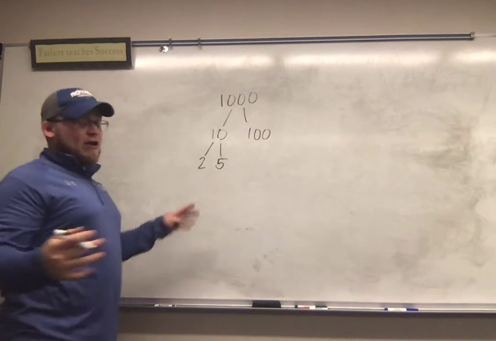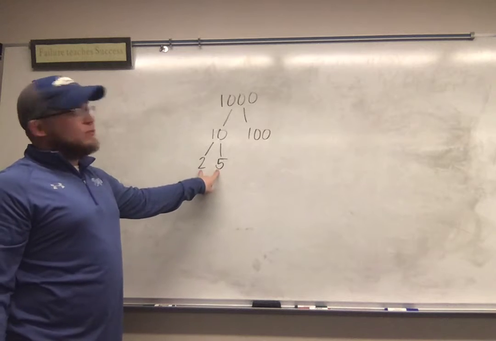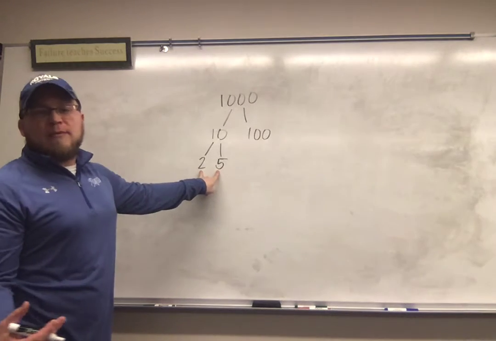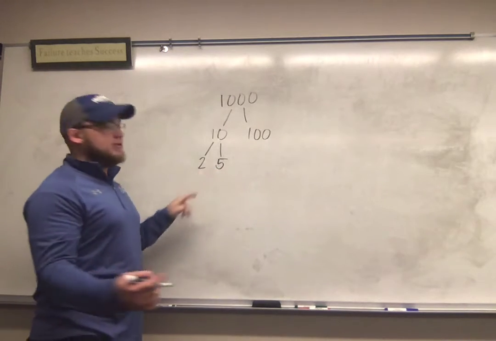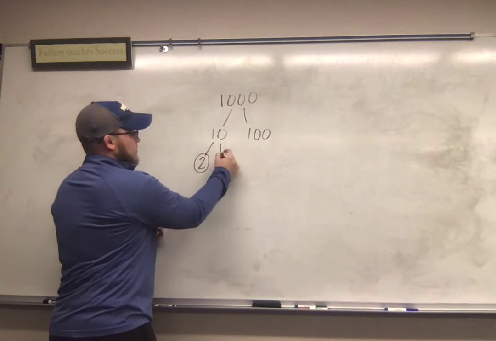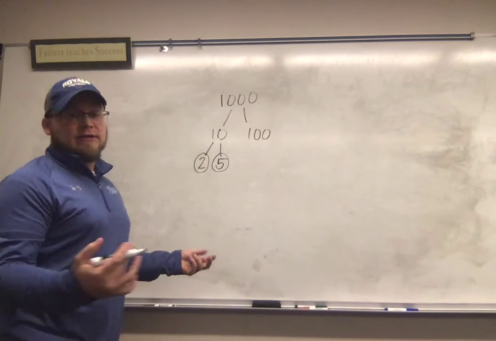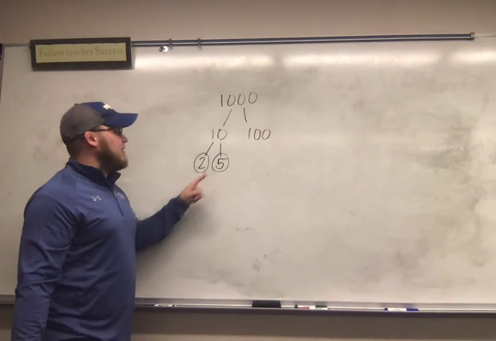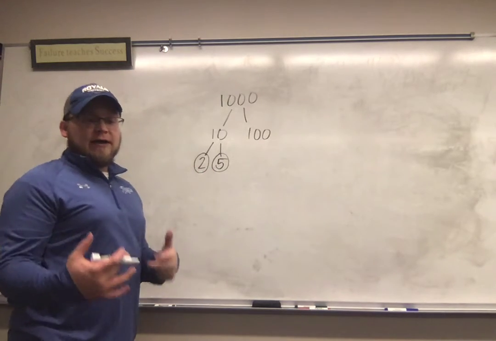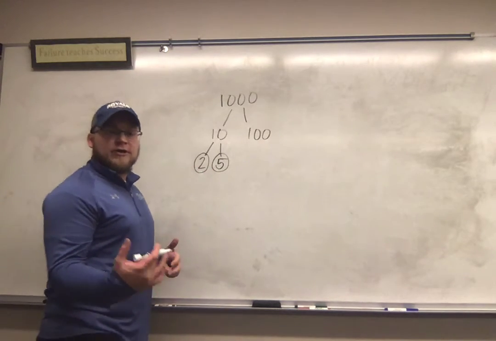And notice I cannot go any more with these two. That's what you want. You want to break it all the way down to the prime numbers. That's what prime factorization is. Okay, so I like to circle those so I don't forget them, that I got a 2 here and a 5 here, because it wants you to include that with exponents in your answer at the end.